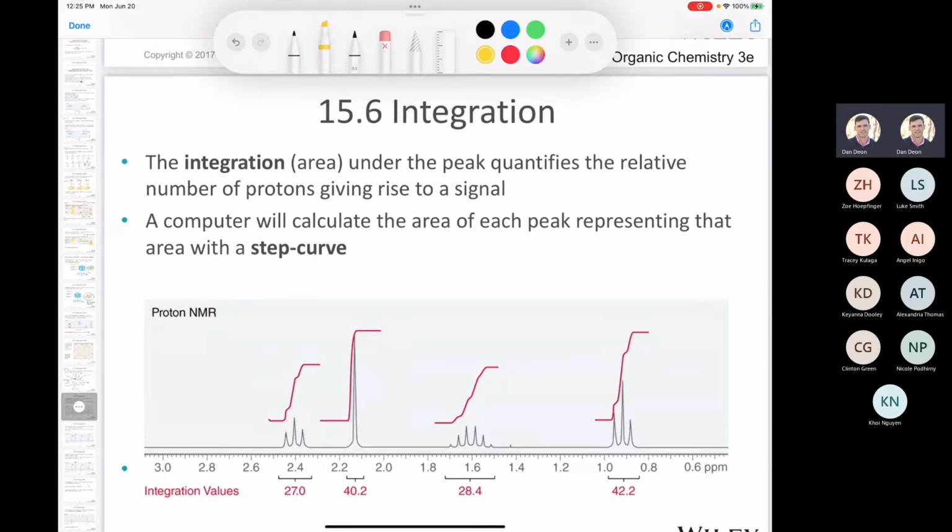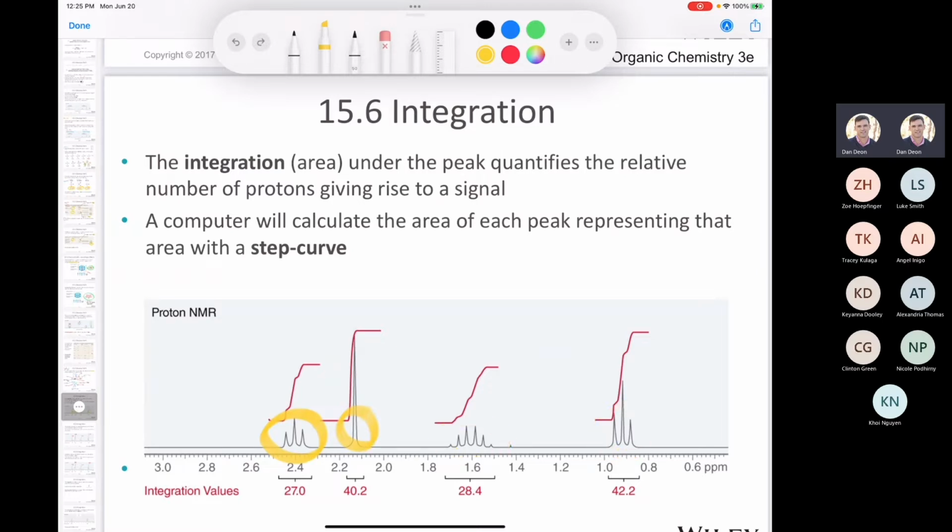So it says integration, if you follow along with me, or the area under the peak quantifies the relative numbers of protons giving rise to a signal. And a computer will calculate the area under each peak, representing that area with what is called a step curve. So you can see that we've got signals here in this NMR spectrum. We have this signal here, we have another one here, one here, one here.